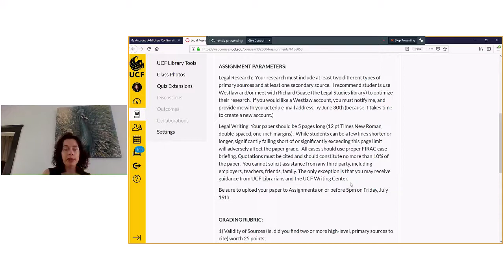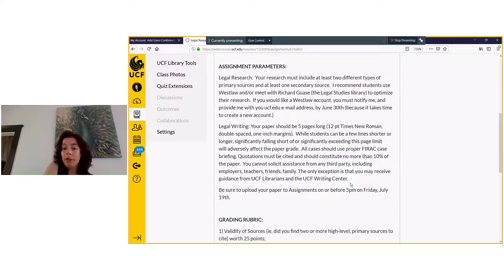So please do make sure you have 2 different kinds of primary. If you're writing a paper based in Florida and all you use is 2 different Florida statutes, that's not 2 different types of primary sources. That's both Florida statutes. So make sure you're using a Florida statute and a federal statute, or a Florida statute and Florida case law, or a Florida statute and the Florida Constitution. Okay, they have to be different. And then at least 1 secondary source. And they all need to be cited correctly per Bluebook or Florida Rule of Appellate Procedure 9.800.